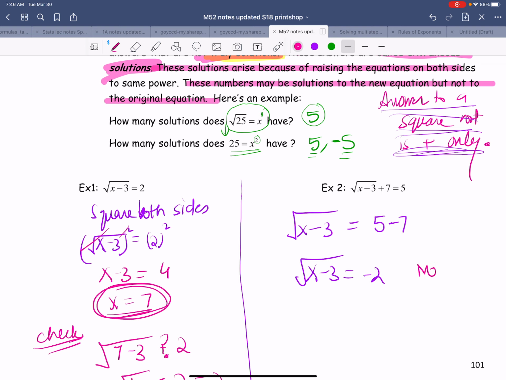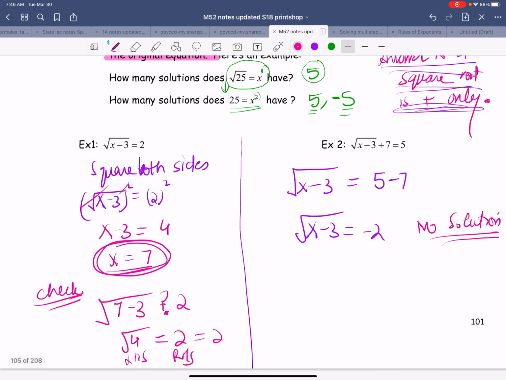This is going to be a no solution. And you can stop right there and say no solution, because we do know the answer to a square root is positive only. Let's say somebody forgets and they continue doing this problem.